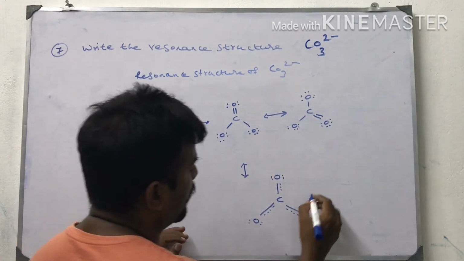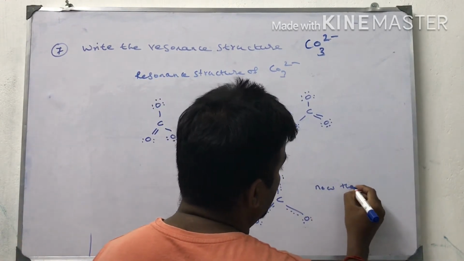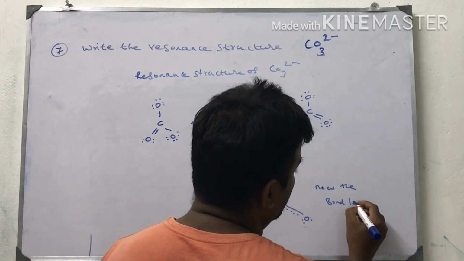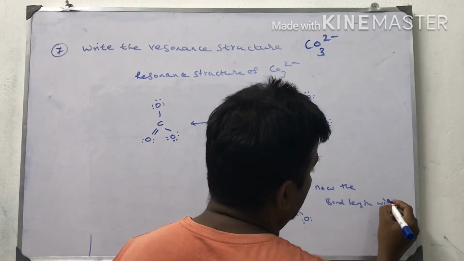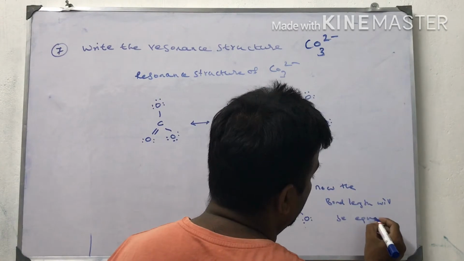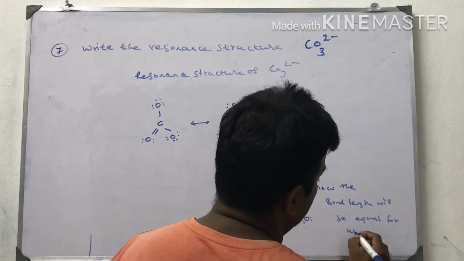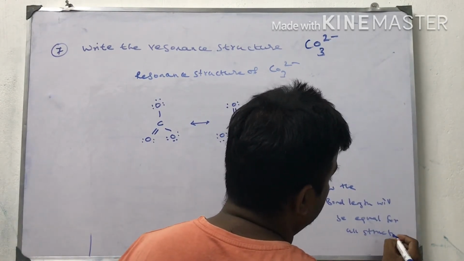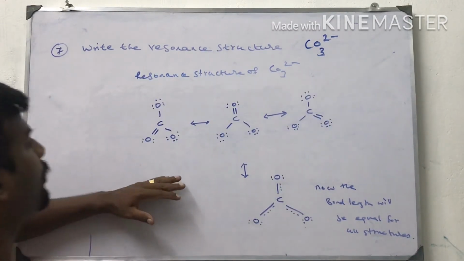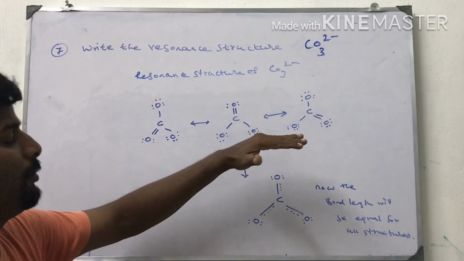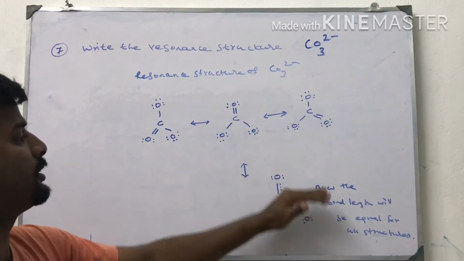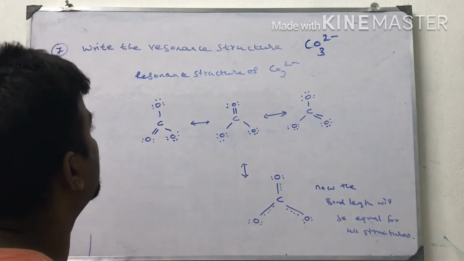So here the bond length will be equal for all structures. Okay. So this is the possible resonance structure. From the resonance structures, the finalized structure is this one. Okay. Next question.